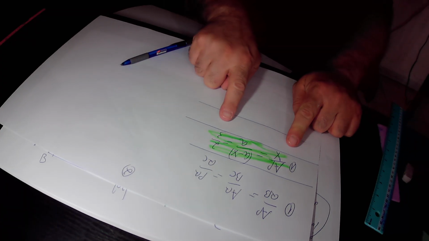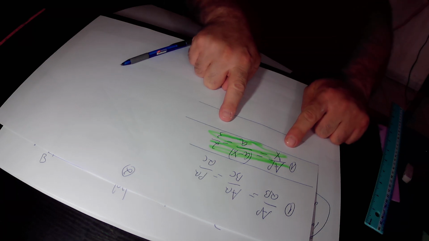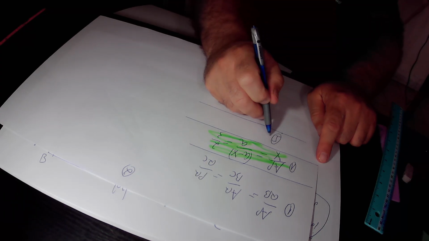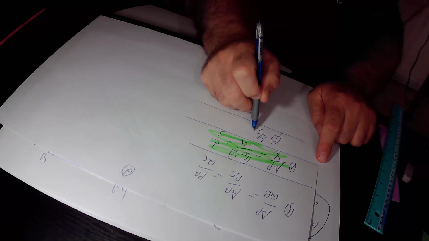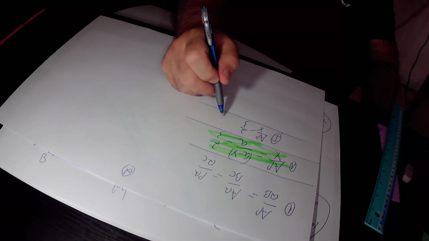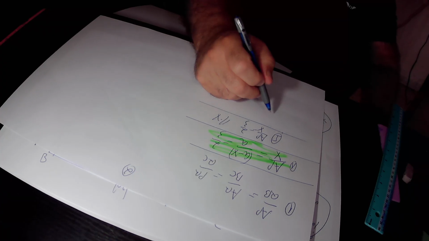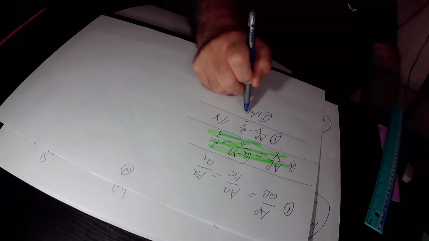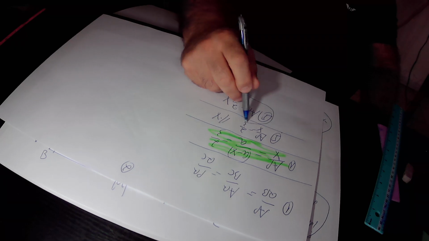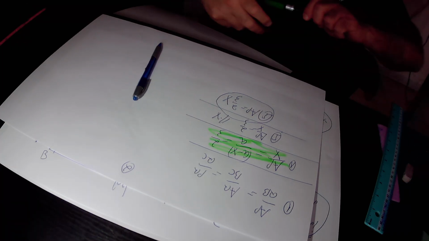Those two expressions are equal to each other, so we get equation 1 from them. That is to say, according to equation 1, AP over x equals 2/3. Here we multiply this equation 1 by x, and finally we get that according to equation 1, AP equals 2/3 x.